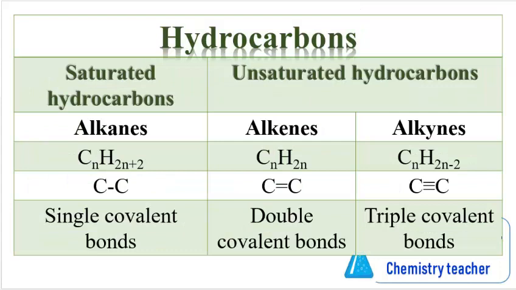Hydrocarbons are divided into two main parts. Saturated hydrocarbons are alkanes. Their general formula is CnH2n+2, and they only contain single covalent bonds. Unsaturated hydrocarbons: the first one is alkene, with general formula CnH2n, and it contains a double covalent bond. Number 2, alkynes, with general formula CnH2n-2, containing a triple covalent bond.